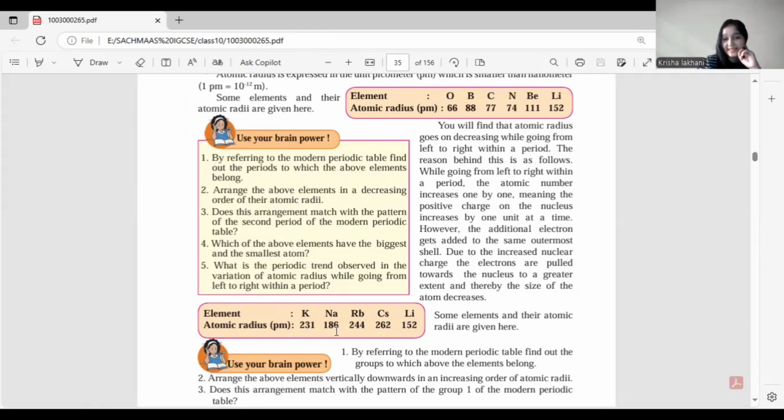231, 168, 244, 262. 262 is the highest because it is lithium, sodium, potassium, and cesium. Okay, rubidium and cesium. Cesium is the highest one, that is 262. As we go down the group, the radius increases. But as we go left to right, the radius decreases. Always remember this very well because this can be a board exam question from here.